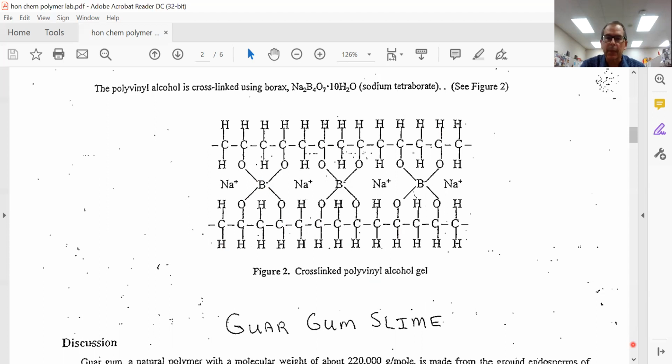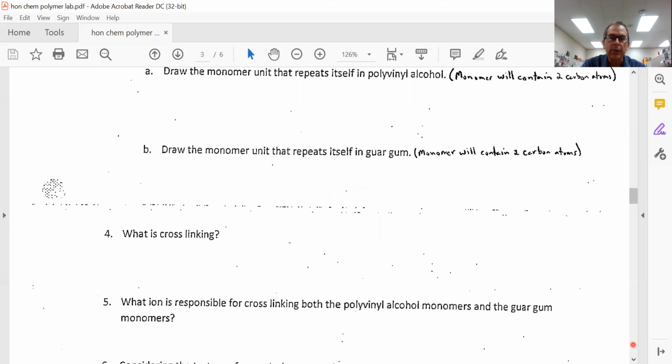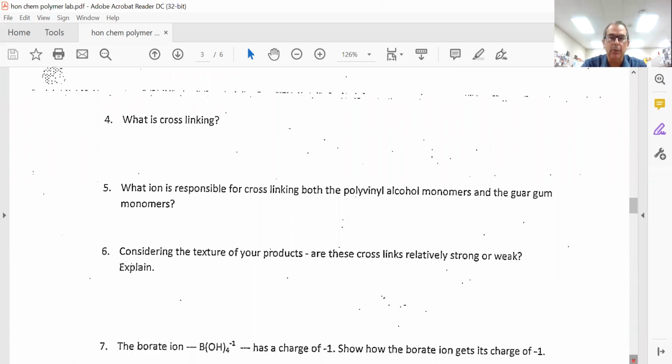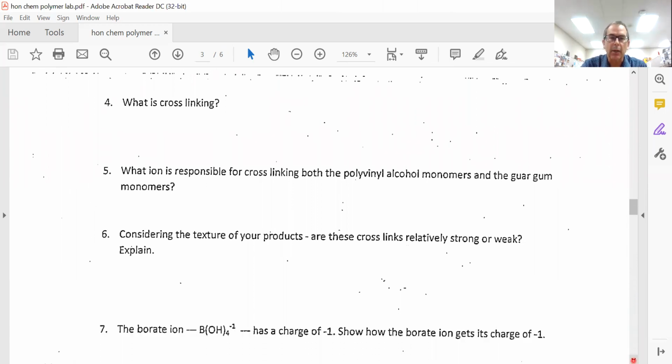Okay, I'm going to go on to question number 5. What ions are responsible for the polyvinyl alcohol monomers and the guar gum monomer for cross-linking? I think I just mentioned that. I did so shortly ago. And then consider the texture of the products. Are these links relatively strong or weak? Well, compared to water, they're stronger, but water doesn't really have any links. Compared to another solid, it would be weaker. So you have something in between.